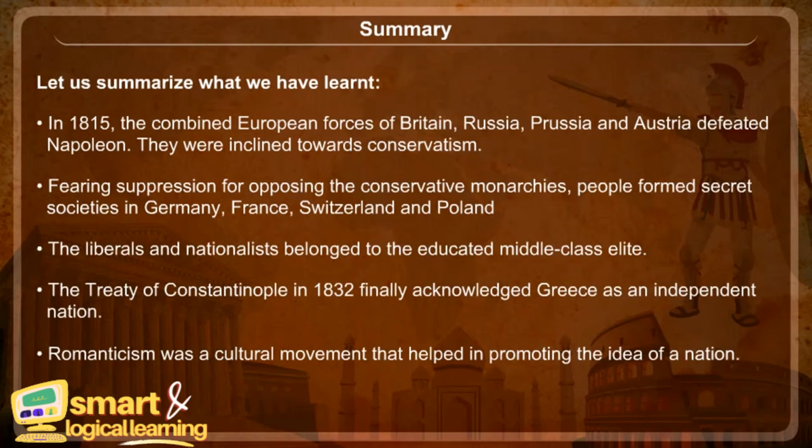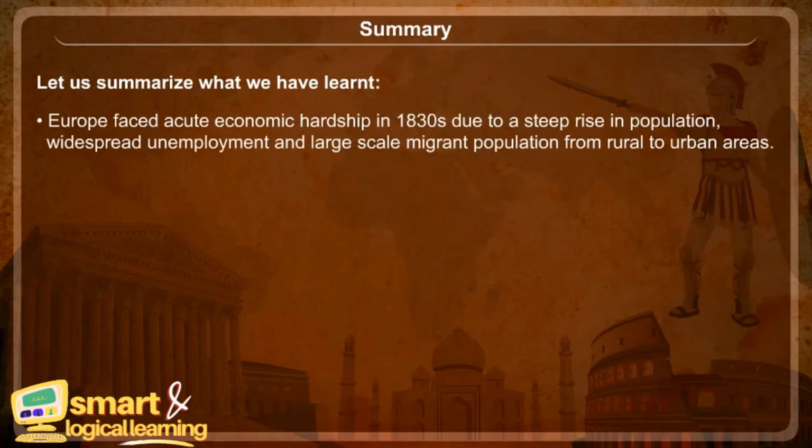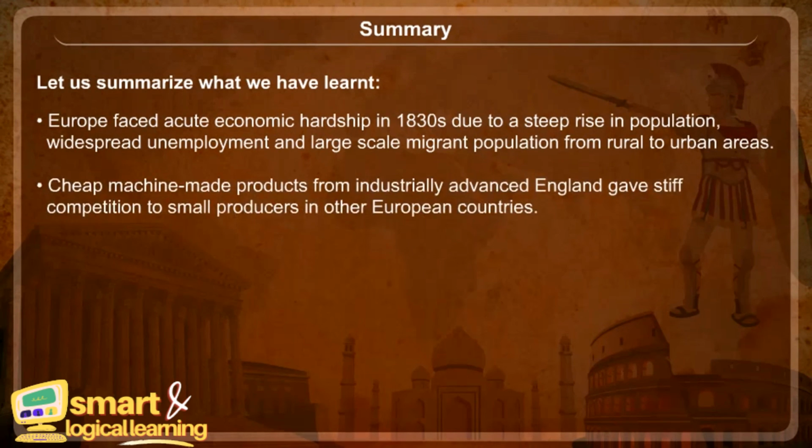Romanticism was a cultural movement that helped in promoting the idea of a nation. Europe faced acute economic hardship in the 1830s due to a steep rise in population, widespread unemployment, and large-scale migration from rural to urban areas. Cheap machine-made products from industrially advanced England gave stiff competition to small producers in other European countries.